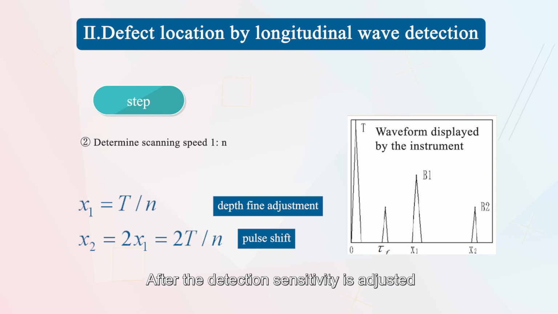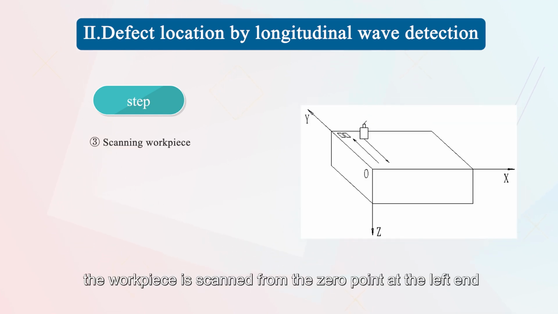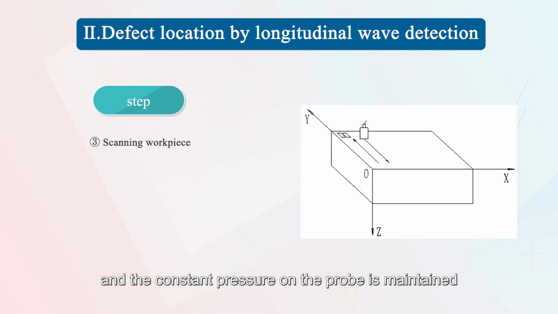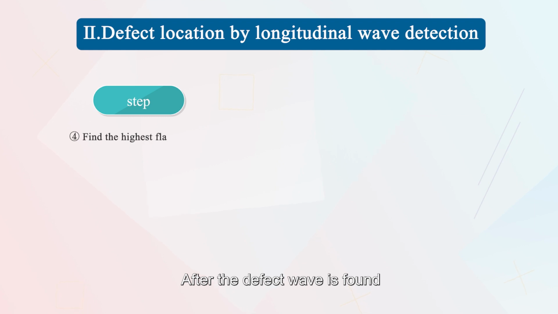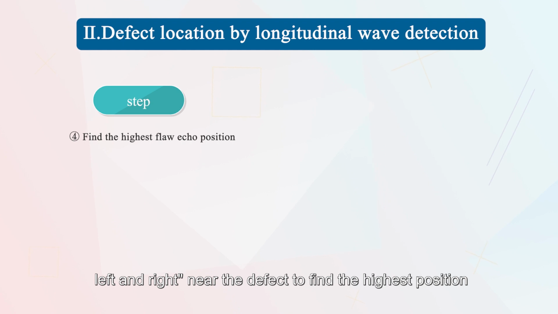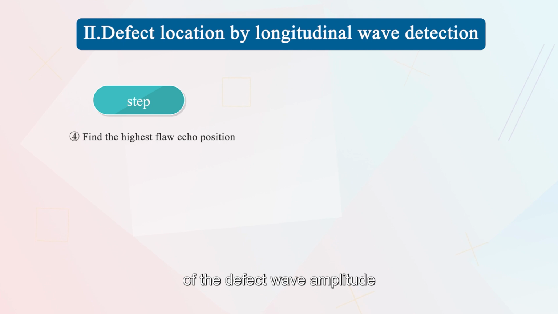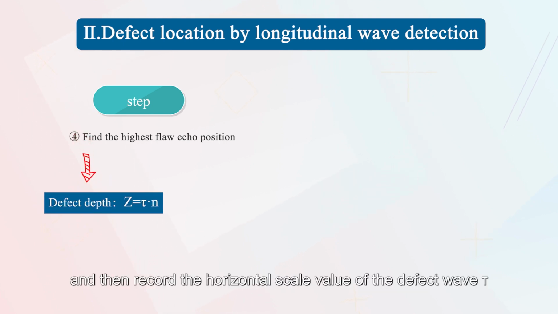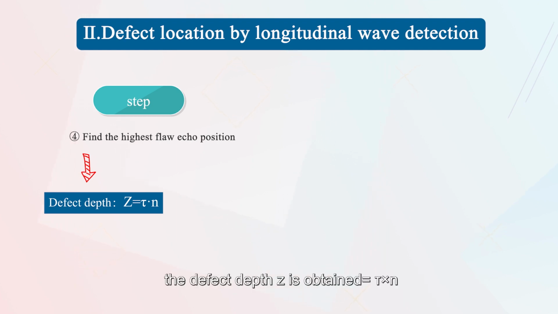After detection sensitivity is adjusted, the workpiece is scanned from the 0 point at the left end, and constant pressure on the probe is maintained during the scanning movement to ensure good coupling. After the defect wave is found, slowly move the probe in the directions of up, down, left, and right near the defect to find the highest position of the defect wave amplitude. And then we record the horizontal scale value of the defect wave. That is, the defect depth is obtained.